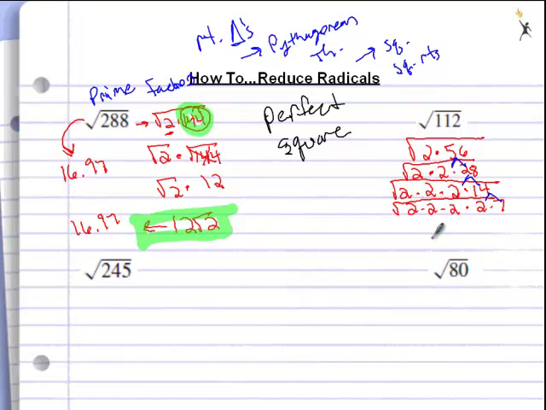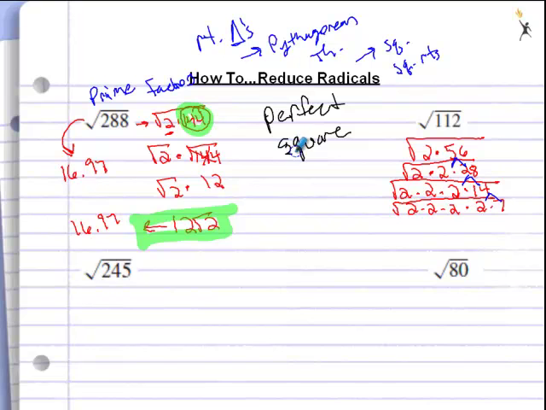Now this is what I want you to watch. 2 is prime, 2 is prime, 2 is prime, 2 is prime, and 7 is prime. We didn't hit a perfect square, so we couldn't stop and pull that perfect square out. But I do want you to notice this. I'm going to rearrange the numbers in this square root problem to form perfect squares. And you've got to know what a perfect square is.